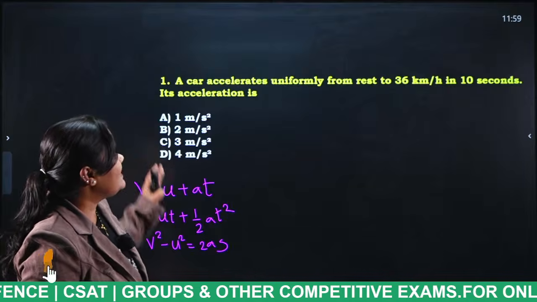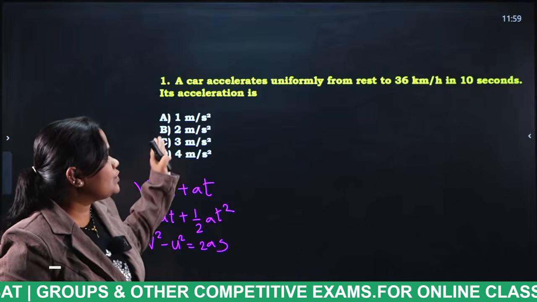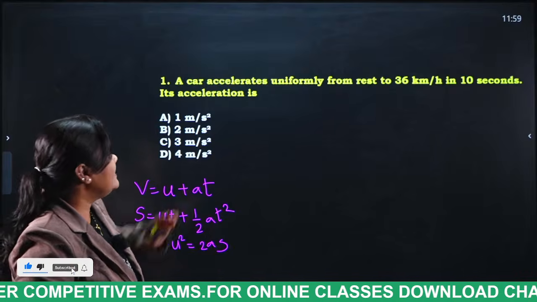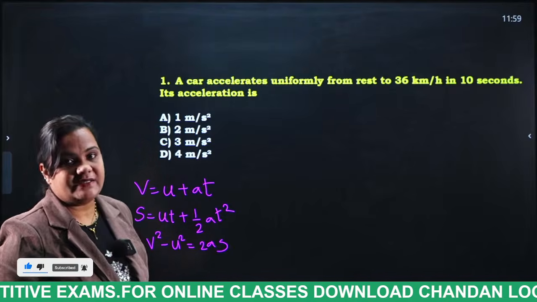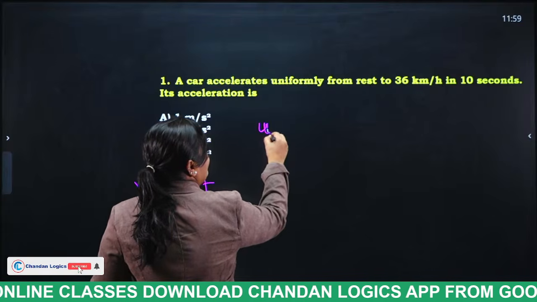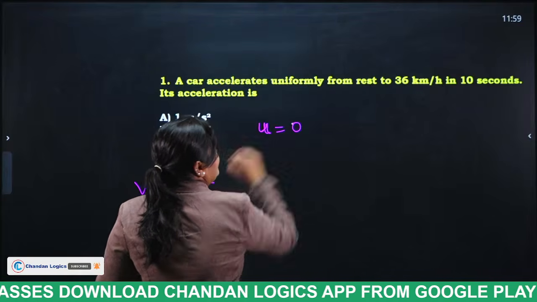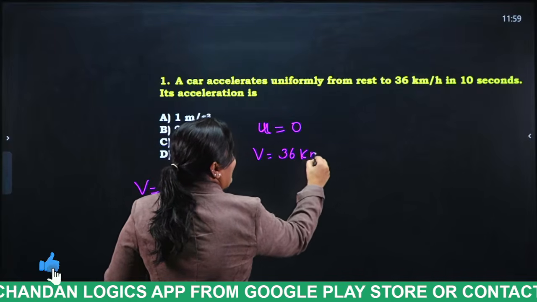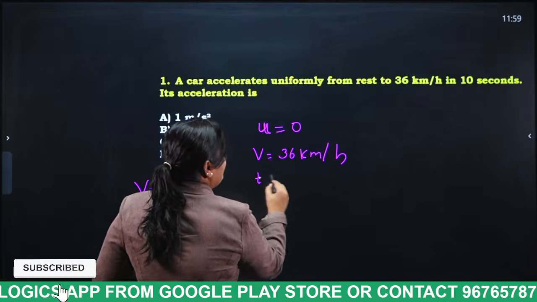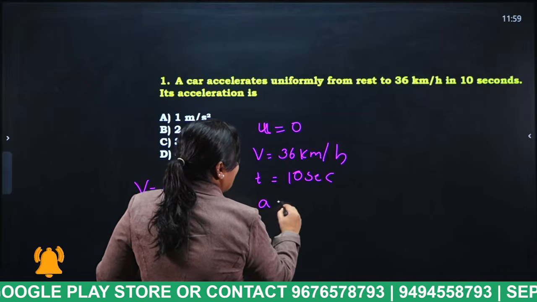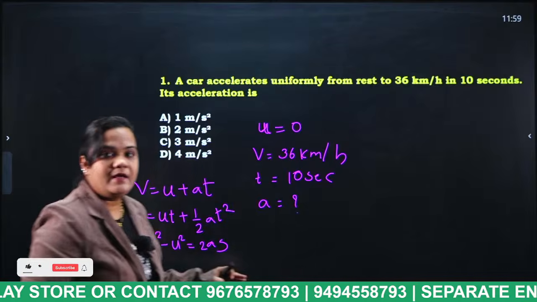They have given us a car that accelerates uniformly from rest to 36 kilometers per hour in 10 seconds. Its acceleration is? That means the initial velocity U is 0, the final velocity is 36 kilometers per hour, and the time is 10 seconds. What we have to find, students? We have to find the acceleration A.